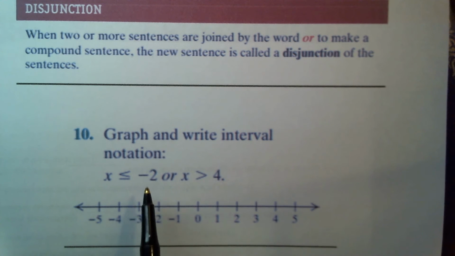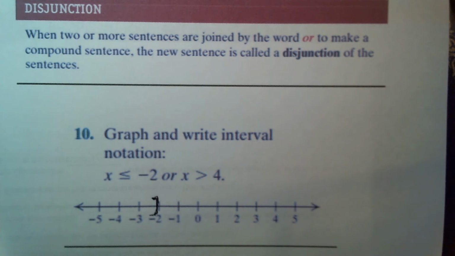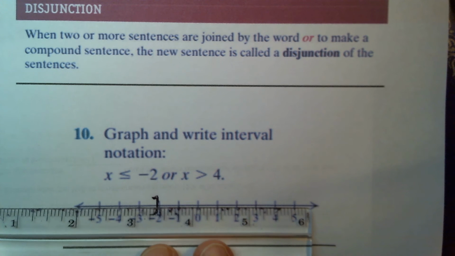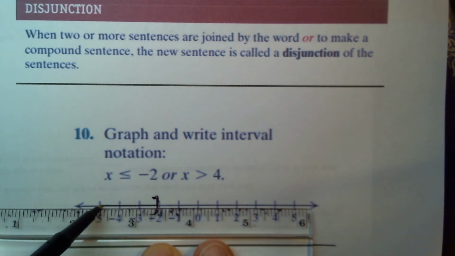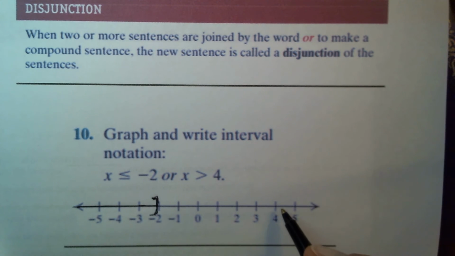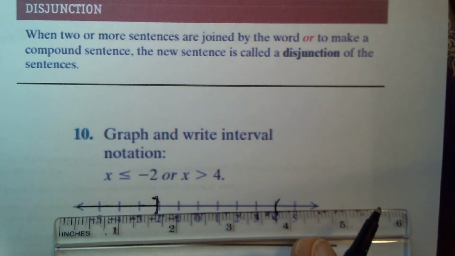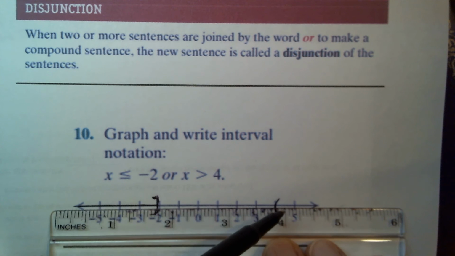Exercise 10 asks us to graph and write interval notation, x less than or equal to -2 or x greater than 4. Well, x less than or equal to -2 means we start at -2 with a bracket, and all numbers to the left of -2 that are smaller than -2 would be on the left here. And for numbers x greater than 4, we have a parenthesis here. And it would be the set to the right of 4.